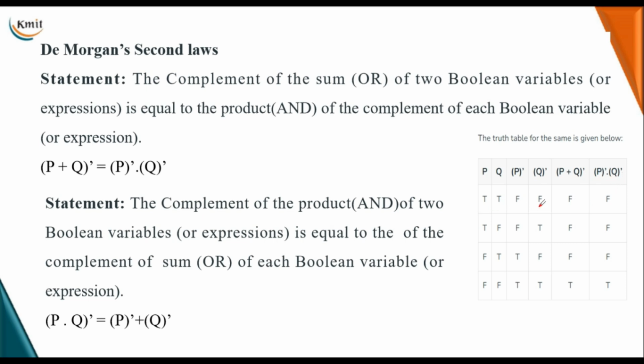For each input combination, you have the output functional values of (P OR Q) whole bar and P bar AND Q bar, and we obtained the same functional values. Hence, it was proved that (P OR Q) whole bar is equal to P bar AND Q bar. These two laws we are going to use for minimizing Boolean functions in Boolean algebra.